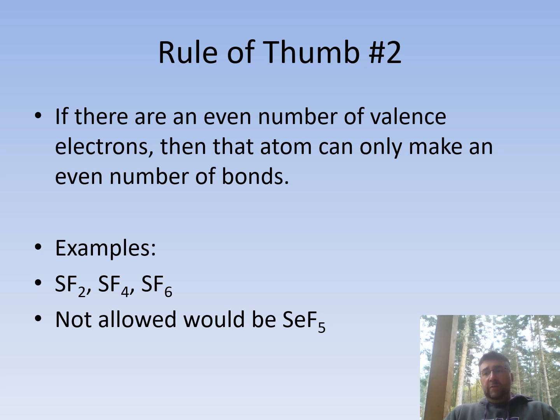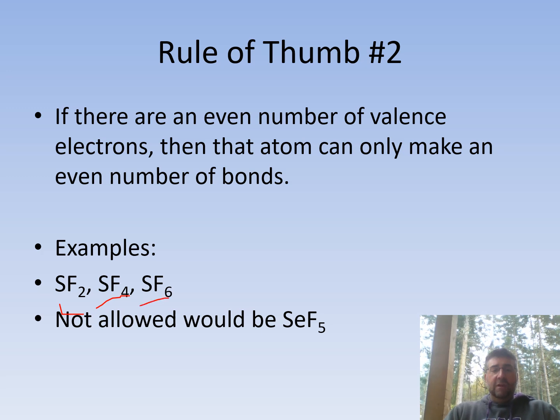The other rule of thumb is if you have an even number of valence electrons, you can only make an even number of bonds. So sulfur can make SF2, SF4, and SF6, but you can't have selenium with 5 fluorines because selenium has an even number.